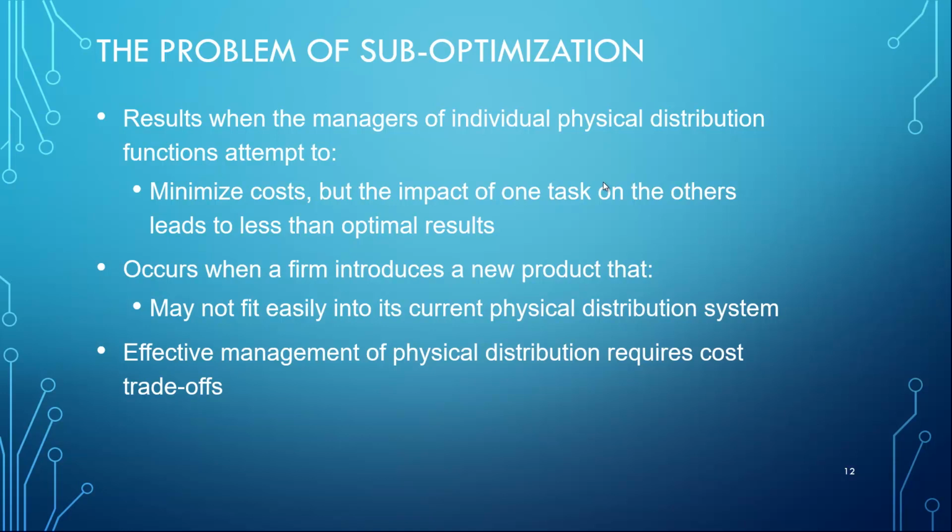Effective management of physical distribution requires looking at all the factors, their relationships, and how they impact each other. In addition, managers should consider trade-offs, especially when introducing a new product to the existing system.